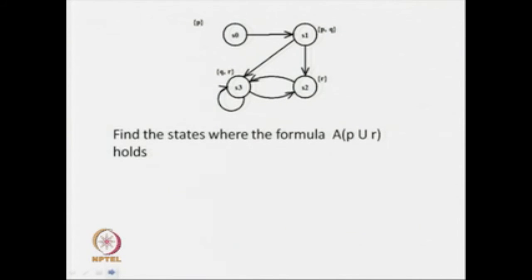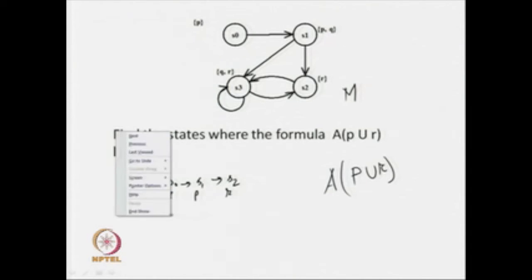Now, just look at this particular model again. This is the model M, and we are concerned about this particular formula A[P until R]: P remains true until R becomes true. So again we have to see all the states. From S0, what will happen? It will go to S1. In S0, P is true, then in S1, P is true, then we get S2 where R is true. This is one execution path.